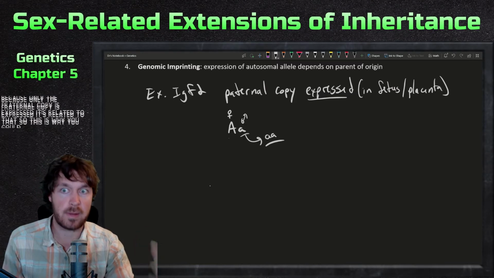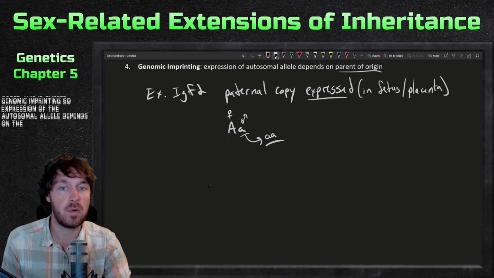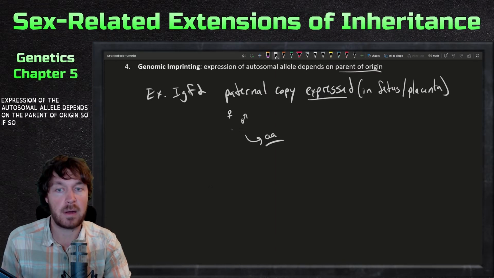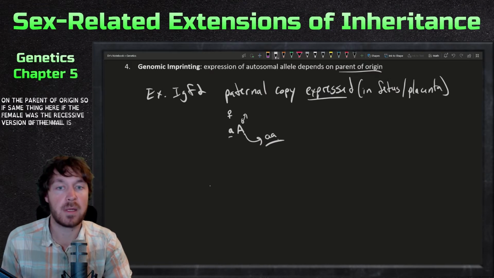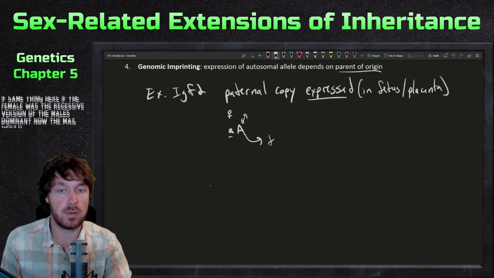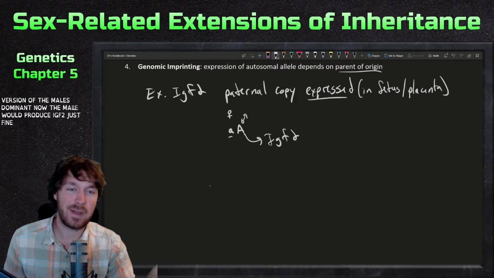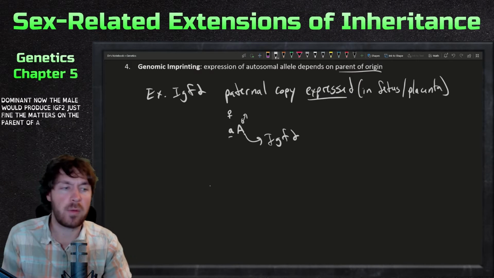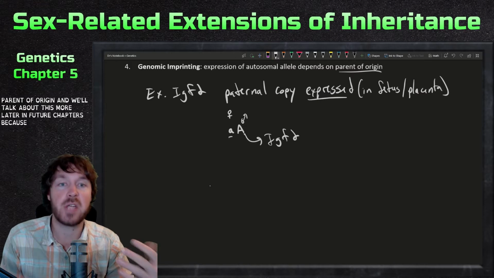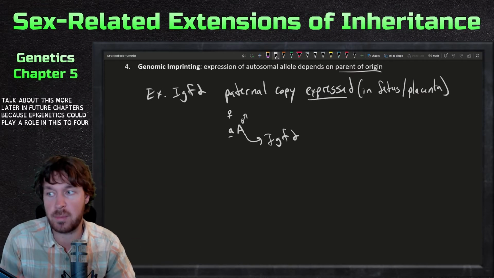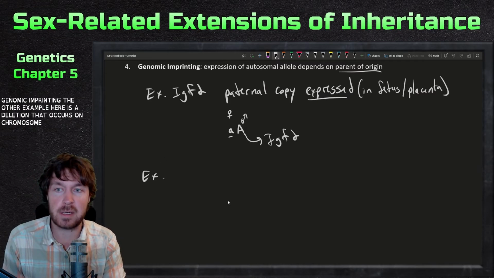So this is called genomic imprinting. So expression of the autosomal allele depends on the parent of origin. So same thing here, if the female was the recessive version and the male was dominant, now this male would produce IGF-2 just fine. So, it matters which parent it came from. And we'll talk about this more later in future chapters because epigenetics could play a role in this too for genomic imprinting.